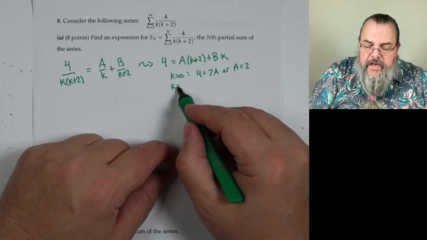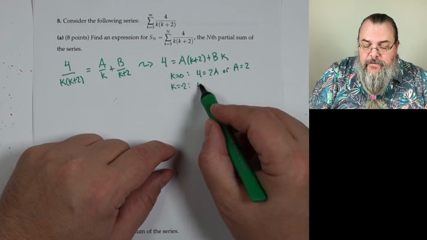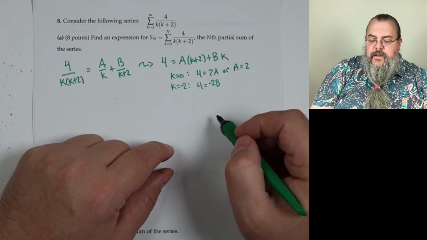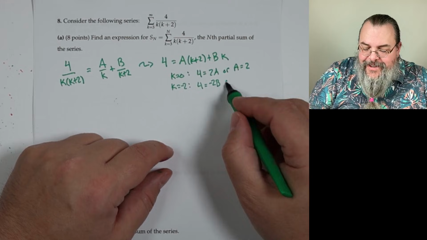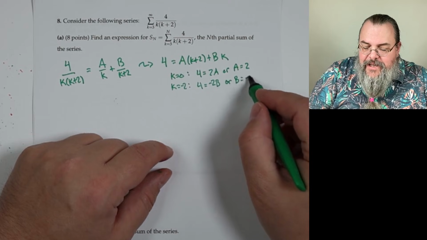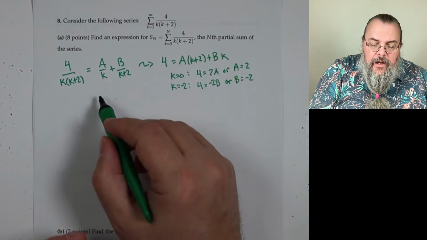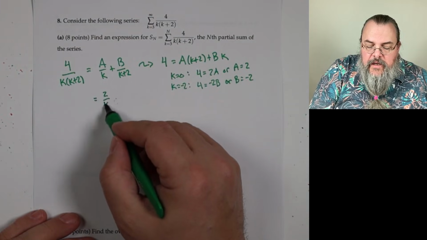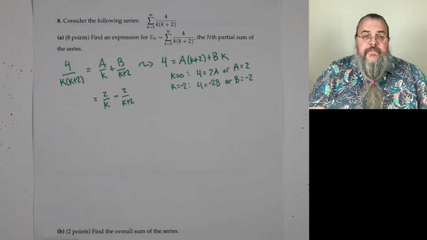When we plug in negative 2, that will knock out the k plus 2. So we'll get 4 equals minus 2b. Or wait, or is it 2b? No, it's minus 2b. Okay, or b is minus 2. And so we say, oh, so this is really 2 over k minus 2 over k plus 2.